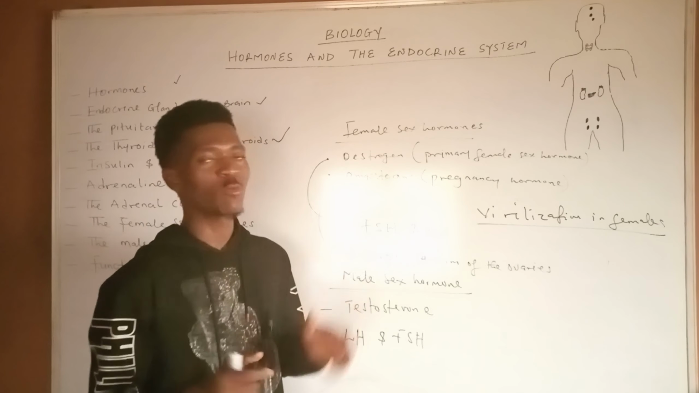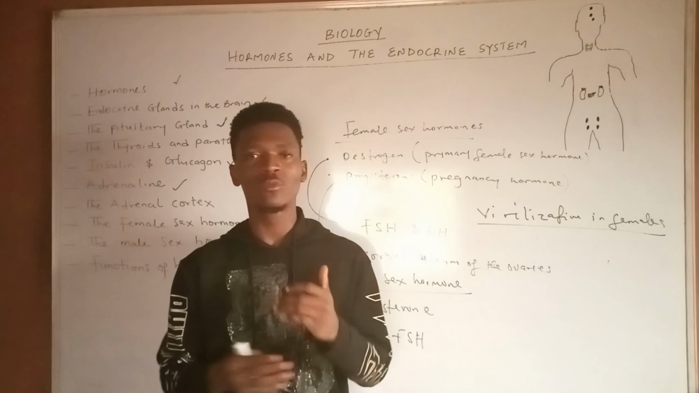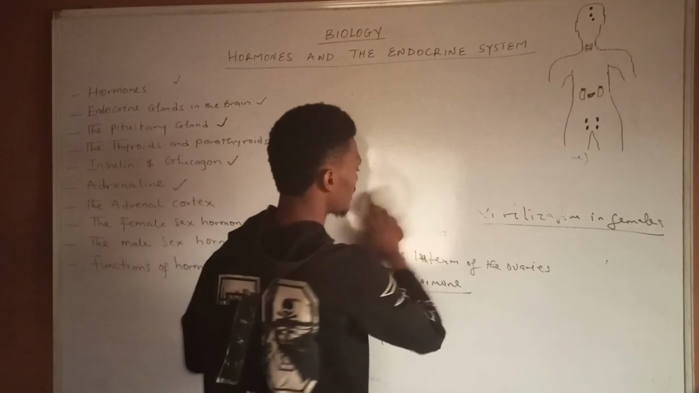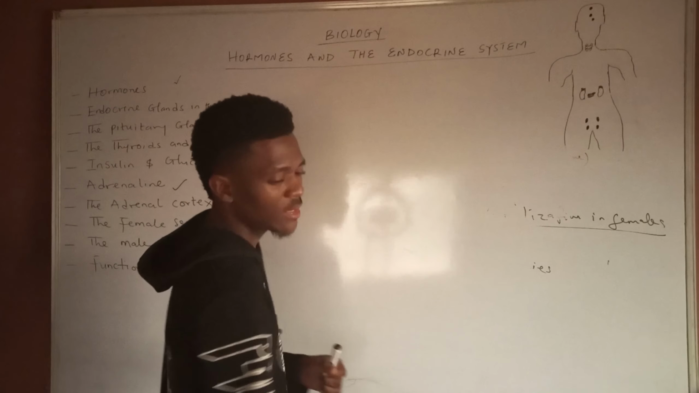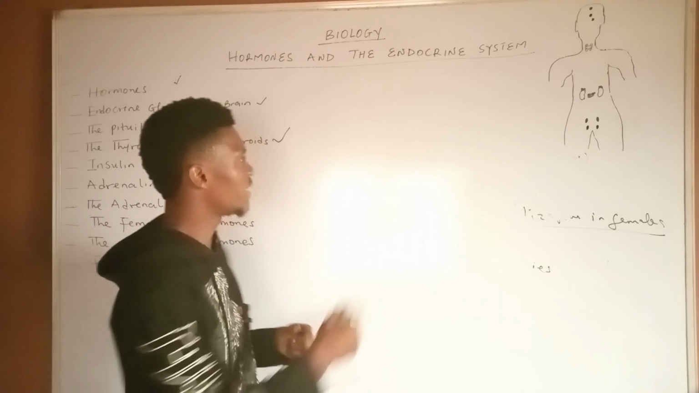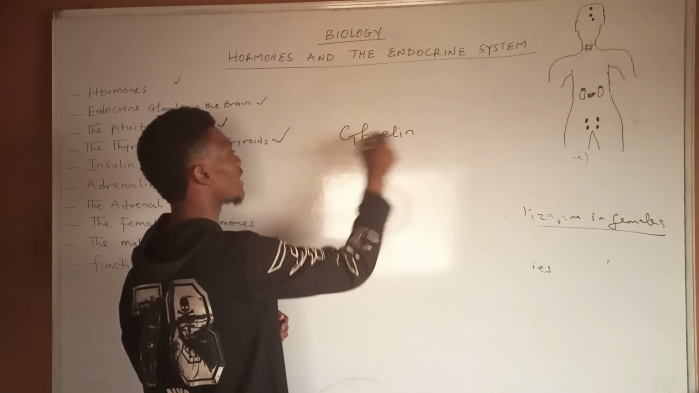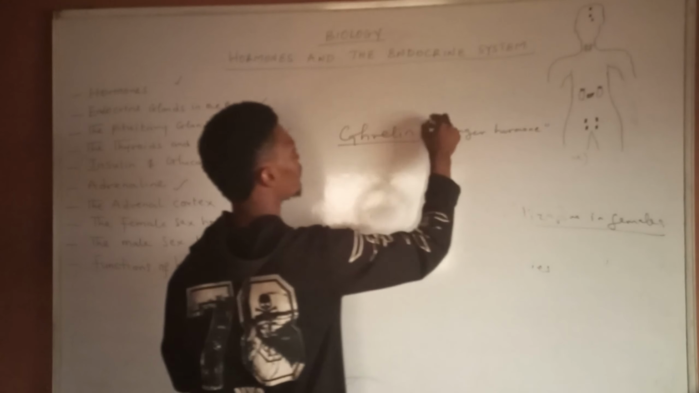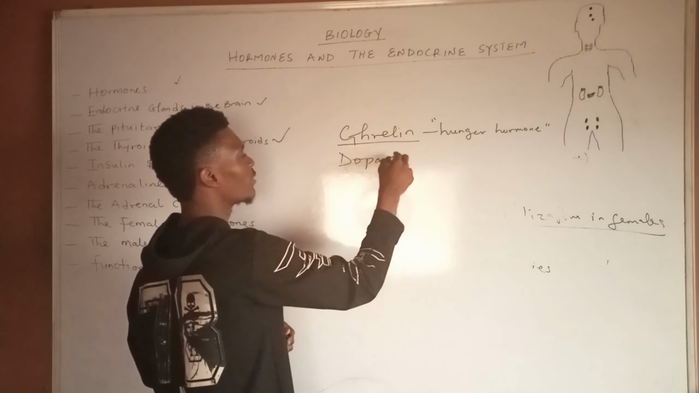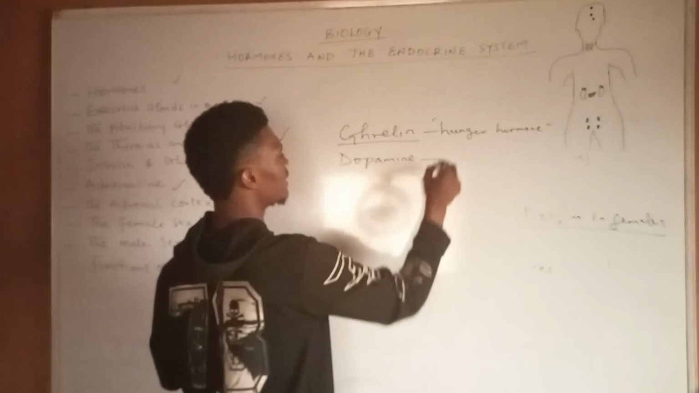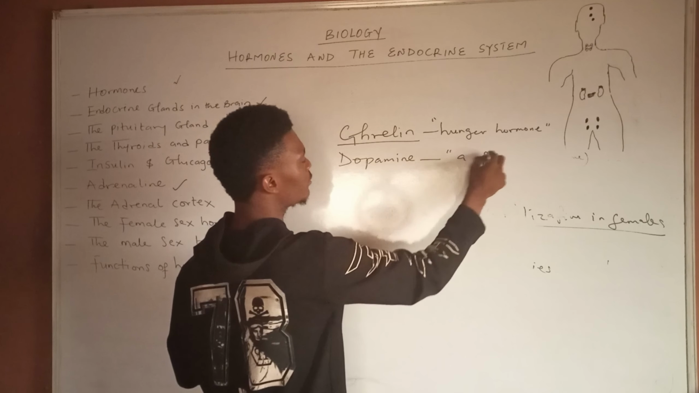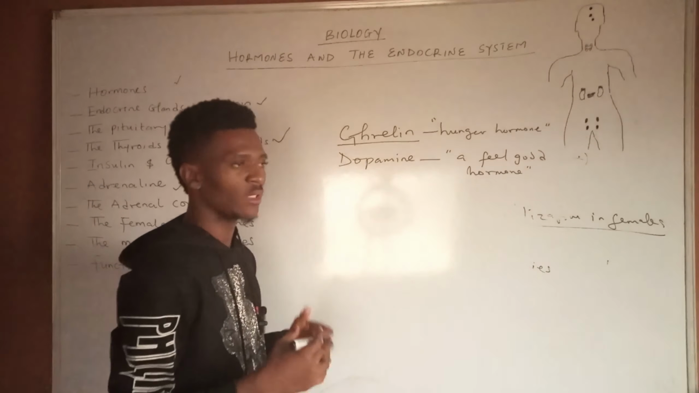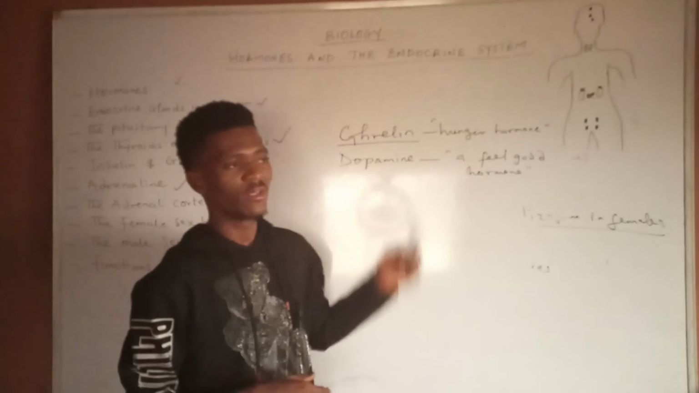All right. The quick fact: there are some hormones I just need to give you tips on. And what are some of these hormones? Please, you have to be very attentive now. When you are asked what hormone is also called hunger hormone, it is called ghrelin. Ghrelin is a hormone that is also referred to as hunger hormone. The function of dopamine, which is one of the hormones that is secreted by the hypothalamus, is that it is known to be a feel good hormone, meaning that it regulates the body's emotion. When you are happy, it is the hormone that is released.